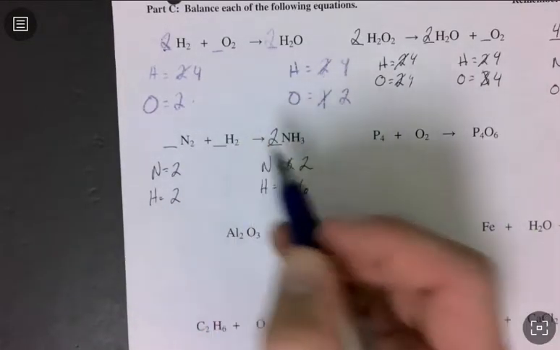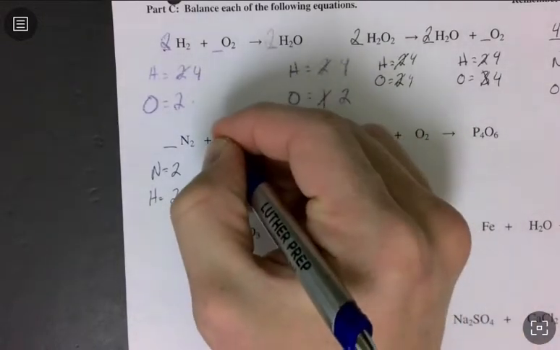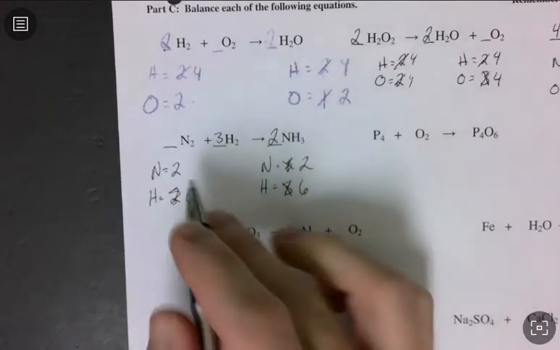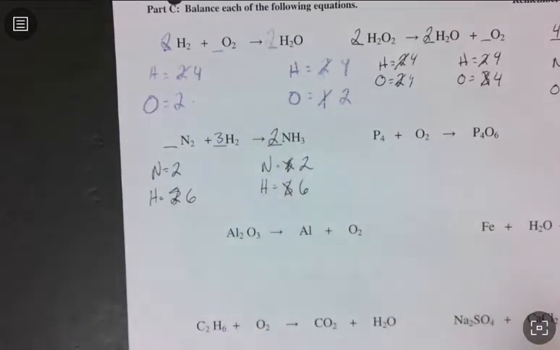What times 2 is going to give me a total of 6? I'm going to put in a 3. 3 times 2 is 6. That changes my count here to 6. I've got 2 nitrogens on each side and 6 hydrogens on each side. I have a balanced chemical equation.